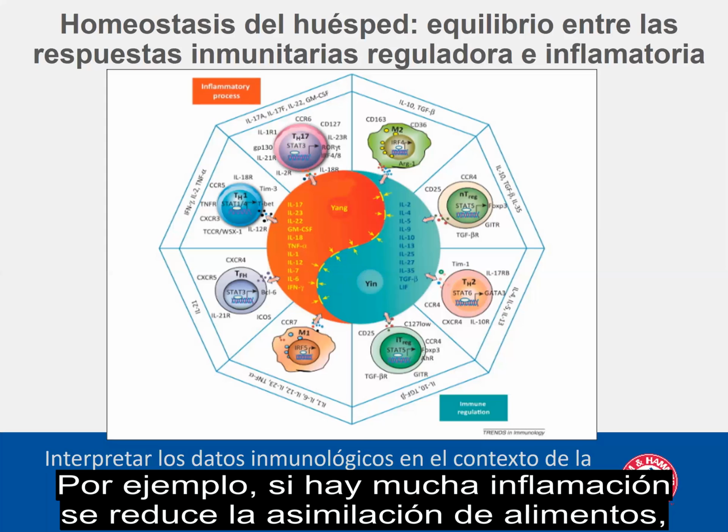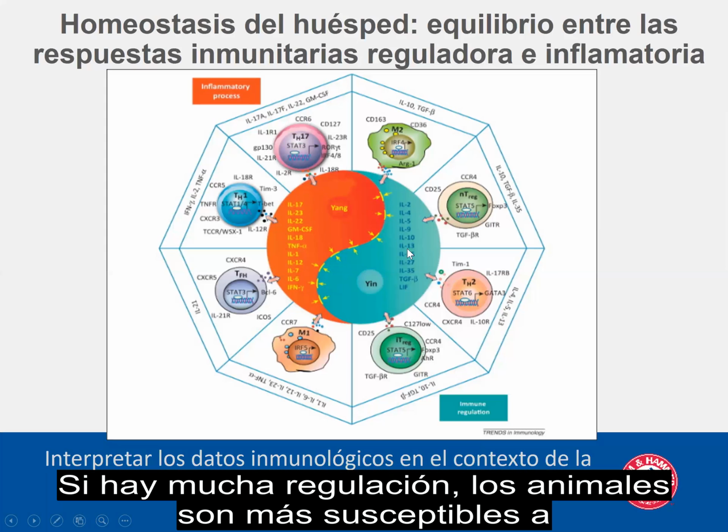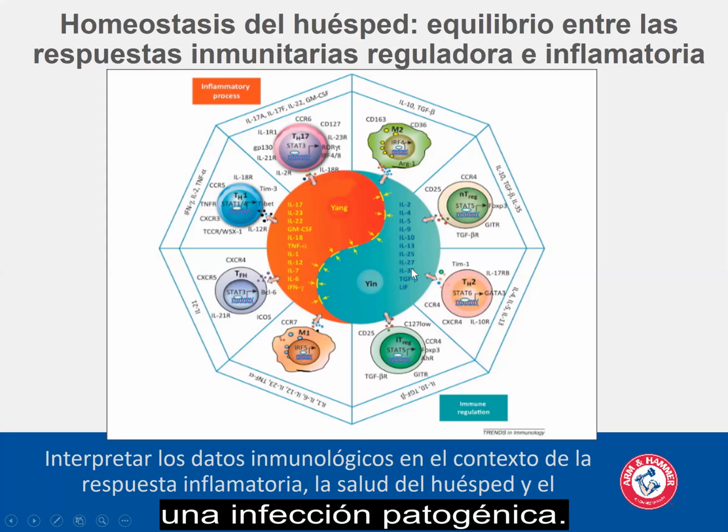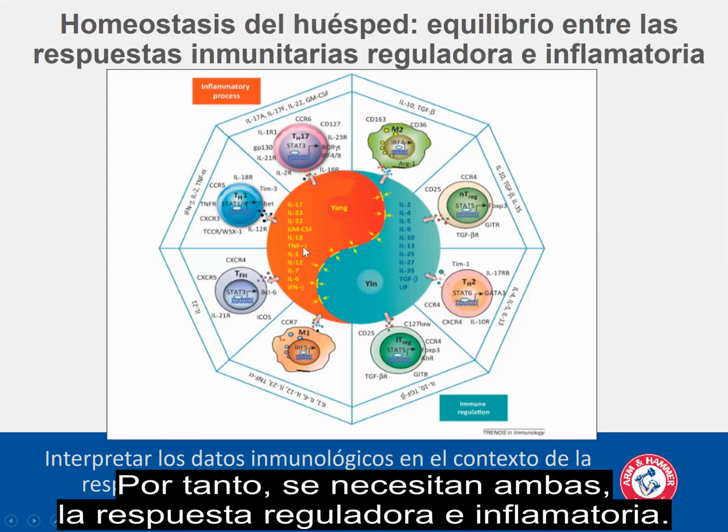Too much inflammation, you reduce feed intake, you reduce animal performance responses. Too much regulation, your animals become much too susceptible, say, to a pathogenic infection. What we consider immune suppression can come about from these regulations. So you need both. You need an inflammatory response and you need a regulatory response.